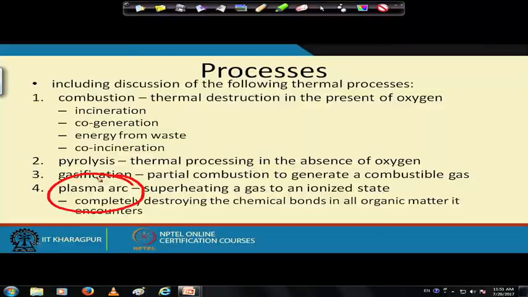They should be really sure about the energy, because that's where later on there will be a problem. That's the superheating. You completely destroy the chemical bonds, and then it actually takes it all the way to what is known as the vitrified slag, and then you can use that slag as a construction material and all that.